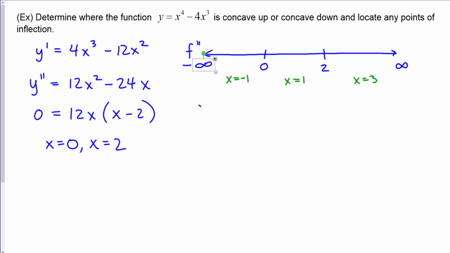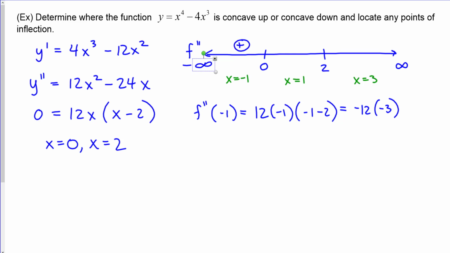So the second derivative evaluated at negative 1 would be 12 times negative 1 times negative 1 minus 2. So this would be negative 12 times negative 3, which is positive 36, but it doesn't matter so much what the number is. It's just that it's positive. That's all that makes any difference at all. And because it's positive, that tells me that I am concave up. And I don't need to really write that in as long as I understand the interpretation that if the second derivative is positive, that it's concave up.